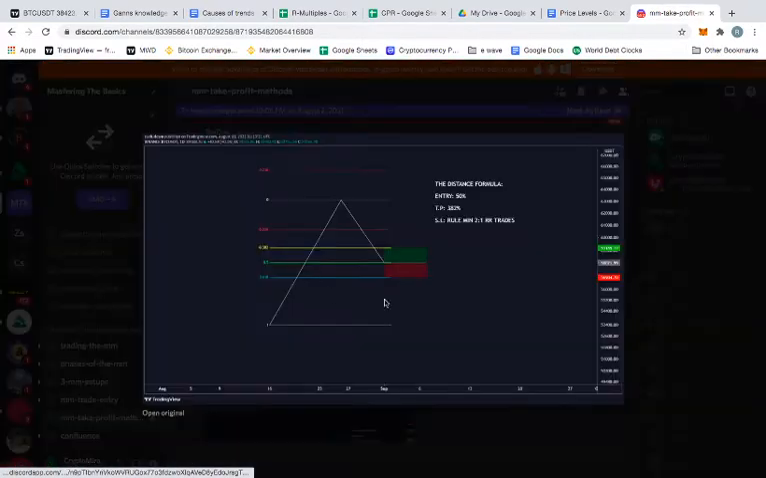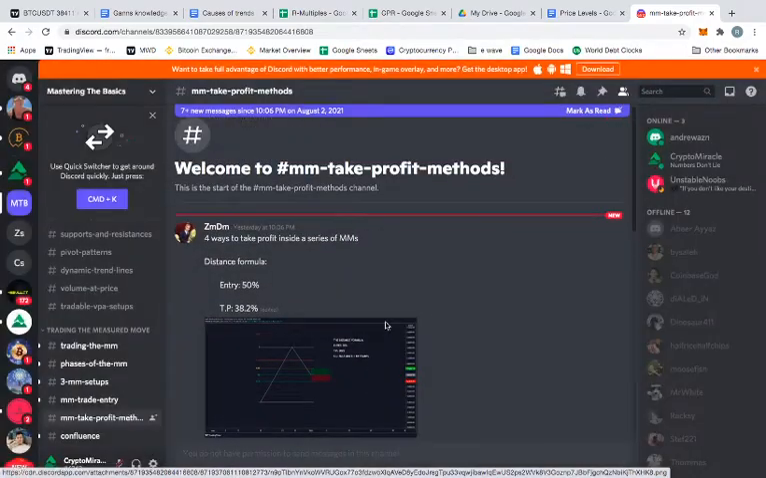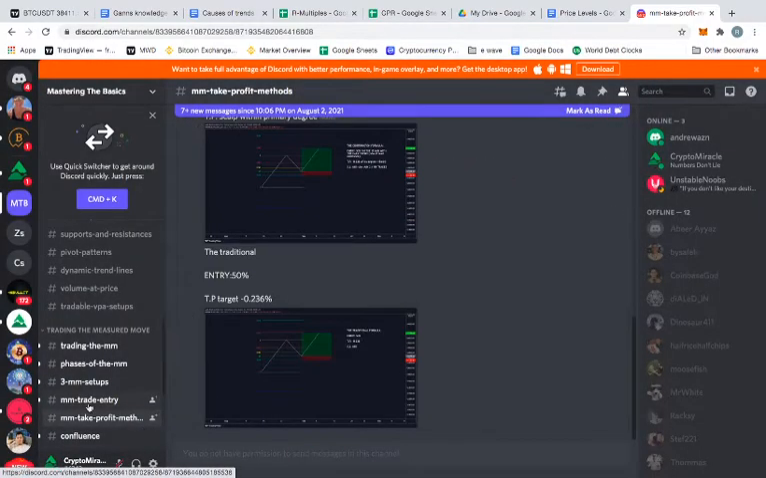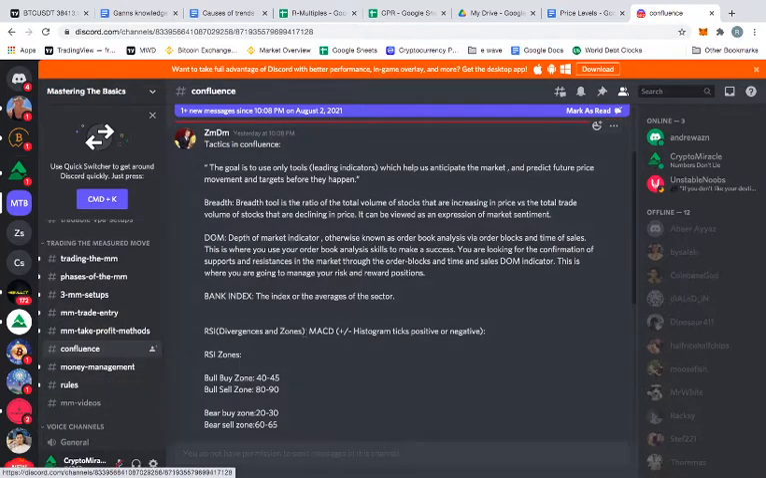So this is one setup that's a 1-to-1, but measured move rule says that 2-to-1 are our minimum trades. But so you're going to have to tighten your stop loss a little bit. But yeah, this would be one of the distance formula. There's 4 different formulas to take profits. That's just one of them, 1-to-1. But again, we have rules for measured move.